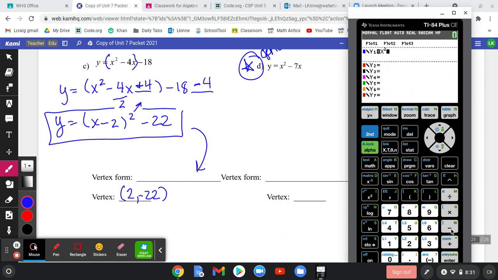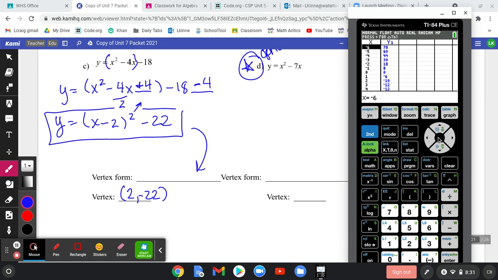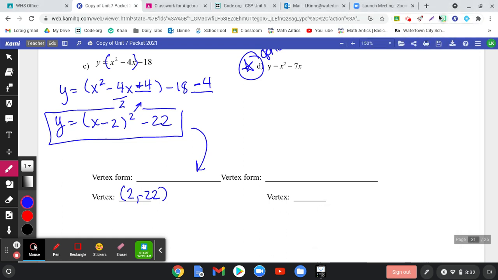X squared minus 7x. If you look at the graph, you can see the parabola. The turning point is somewhere over here, maybe around 5 or so. If you go to the table, if you look down here, you have things repeating, but nothing's in between. So my guess is it's halfway between those, so it's going to be 3.5. But let's take a look.